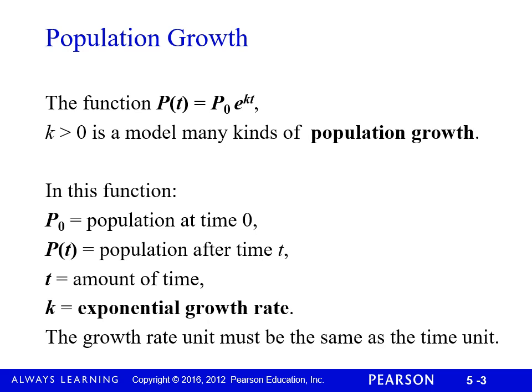And then k is the exponential growth rate. And the growth rate unit must be the same as the time unit. So if you're doing an annual growth rate, then your t is going to be in years. In some cases, you might do a growth rate in days. For example, I think the doubling time of a population of 100 rabbits is 13.6 days. So your growth rate would be a daily growth rate.